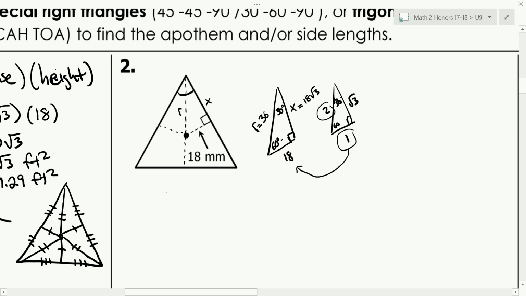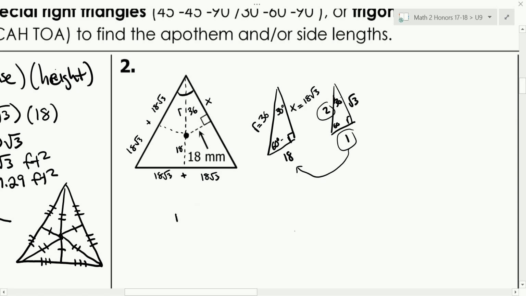So all around this triangle, even this piece is 18 root 3. This is 18 root 3. You could just keep going around, 18 root 3, and so on. Okay, and the radius we said is 36, and this height here is 18. And so we see our height of our triangle is the apothem plus the radius, and the base is going to be 18 root 3 plus 18 root 3.